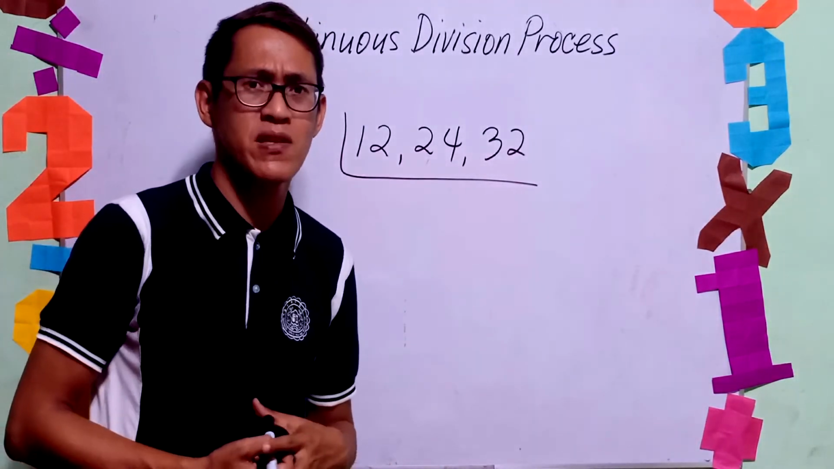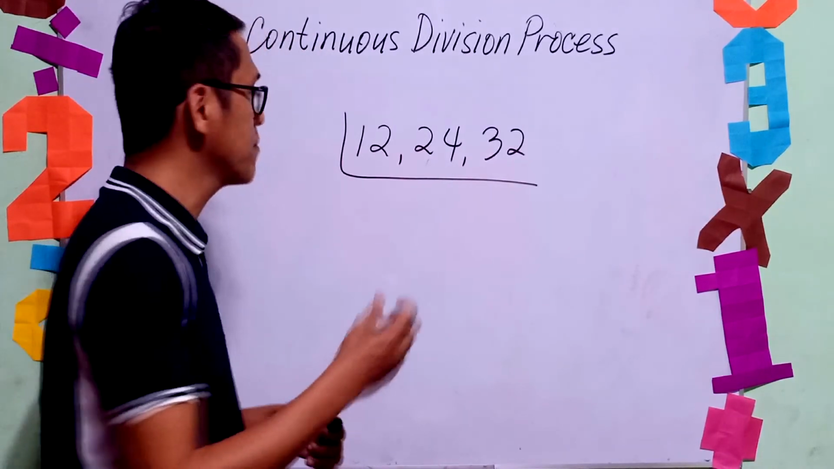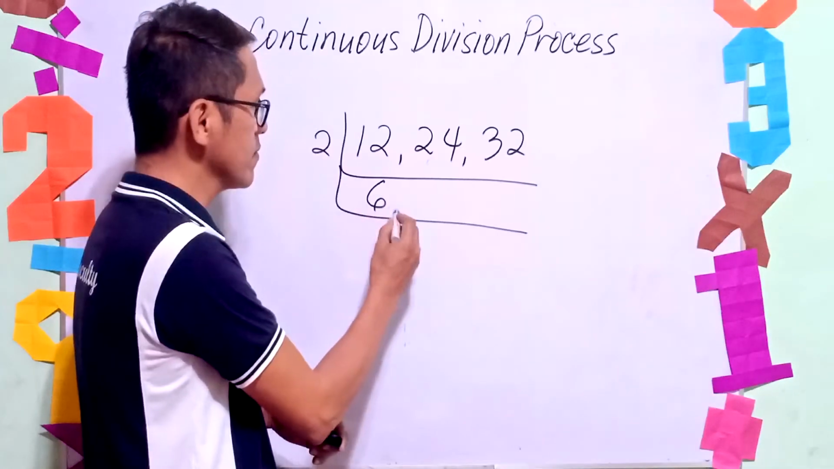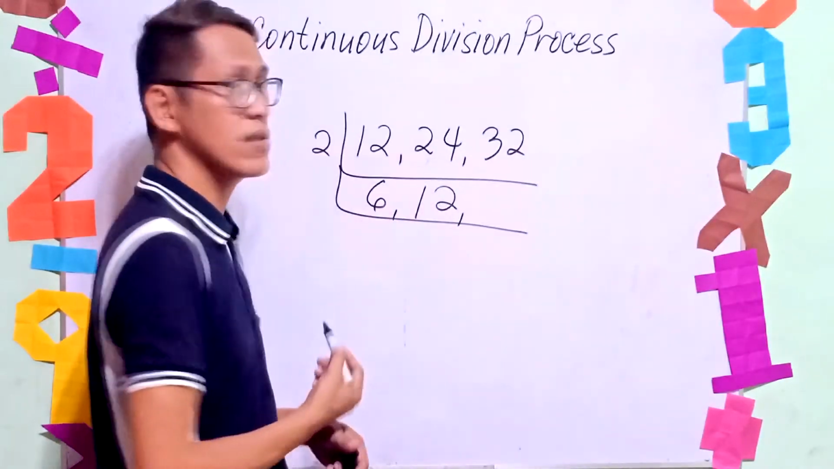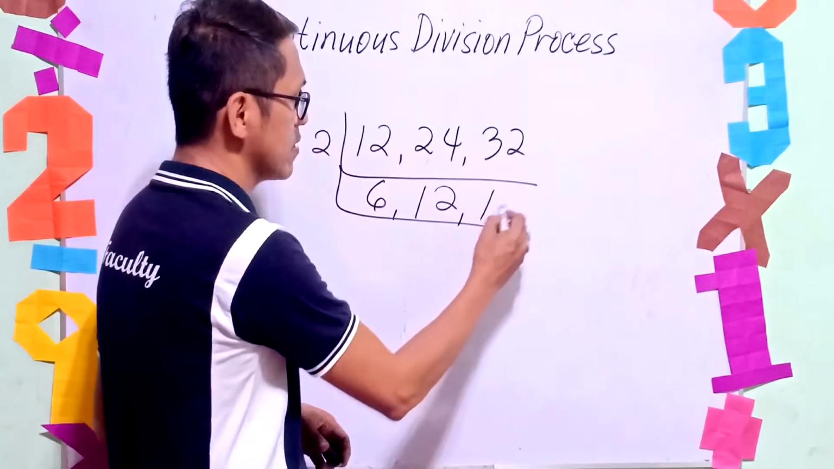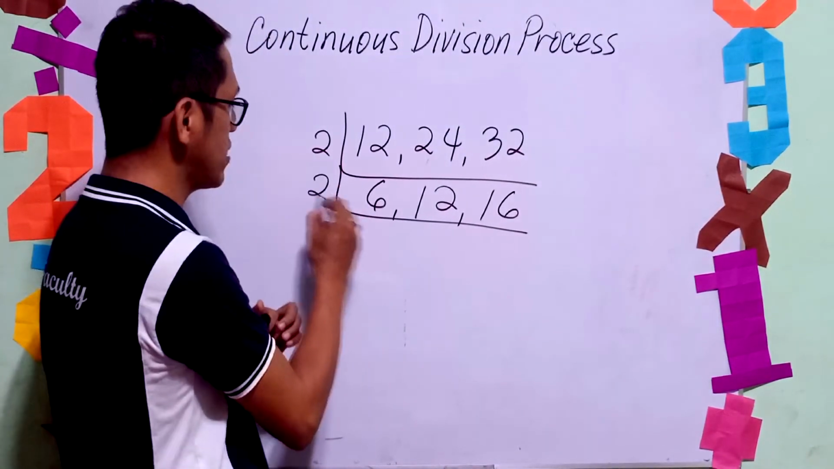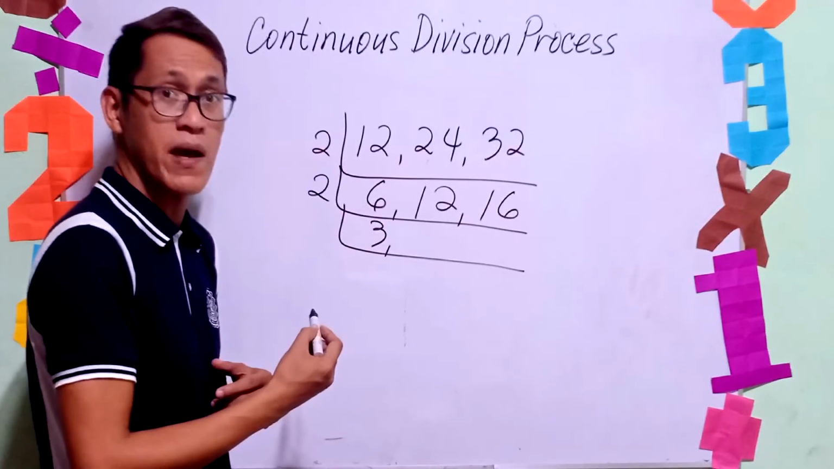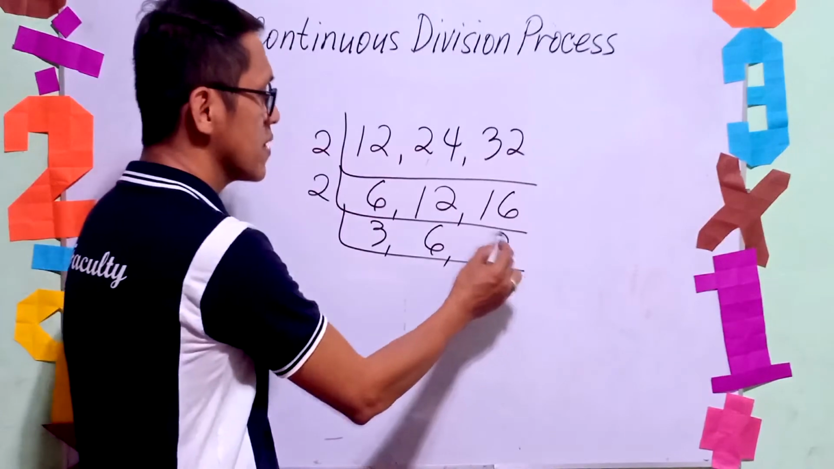Now let's use 3 numbers and get their LCM. Again, let's use divisibility rules. All numbers are even, so let's start dividing by 2. What's 12 divided by 2? That's 6, correct? 24 divided by 2, yes, it's 12. And 32 divided by 2 is 16. You're right. Next, still, they are even, so continue. Divide by 2. 6 divided by 2 is 3. 12 divided by 2 is 6. 16 divided by 2 is 8.